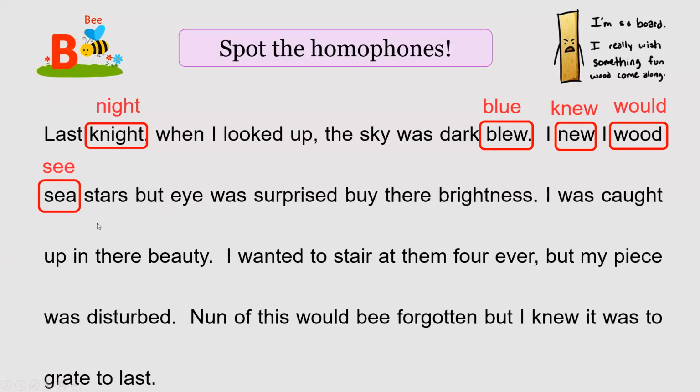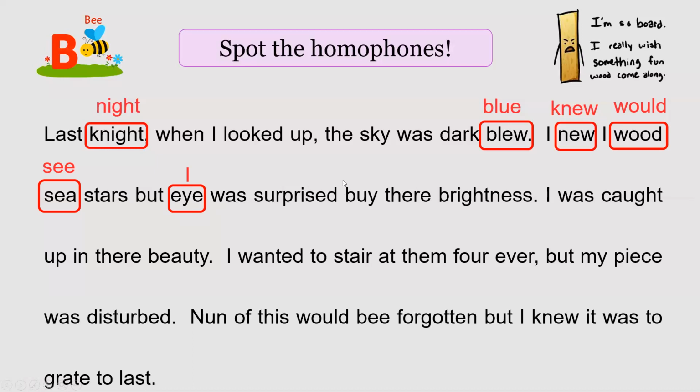I knew I would see stars, but I was surprised. Was is a verb, so here we need a personal pronoun subject, which is I. I was surprised by their brightness. I was surprised by their brightness.